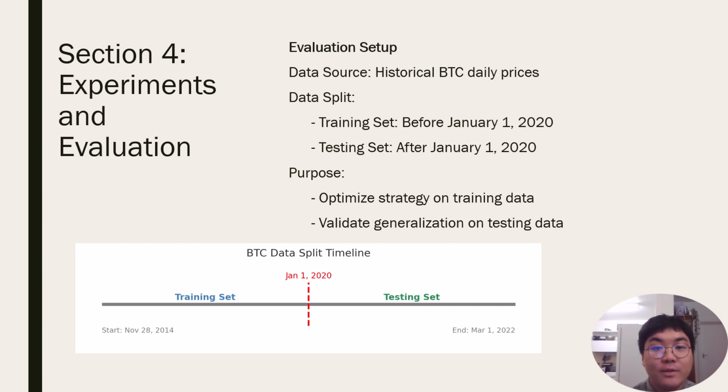We use historical daily Bitcoin price data from November 2014 to March 2022 to simulate a realistic training scenario. We split the dataset into two parts. Everything before January 1st, 2020 was used for training, and everything after was used for testing. This approach allowed us to optimize strategy parameters on historical data and then test their generalization ability on future unseen data, which is exactly what happens in real-world trading.